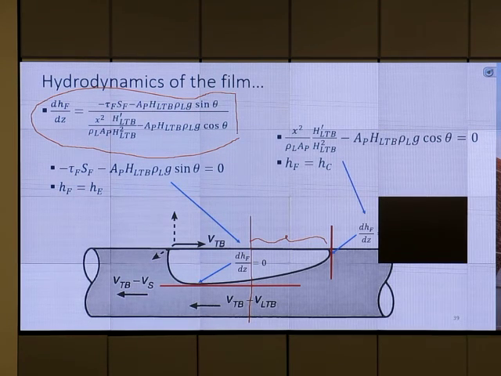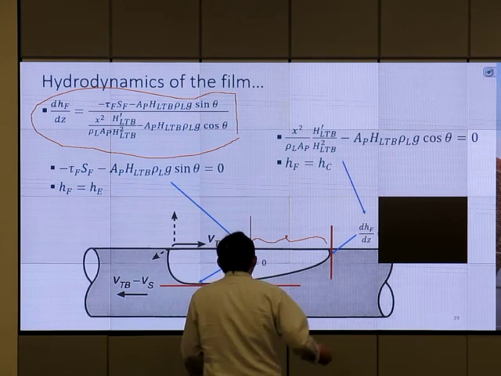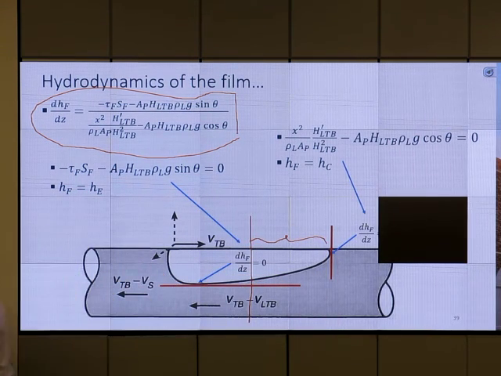We want to integrate this. So we need an initial condition or boundary condition when z equals 0. We need a boundary condition when z equals 0. We need the height, which is hf, at z equal to 0.